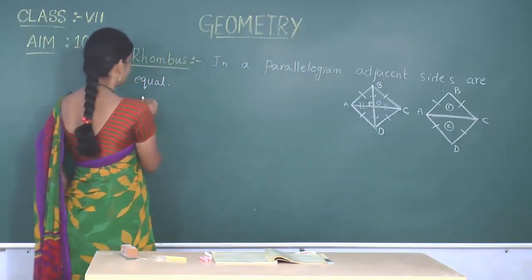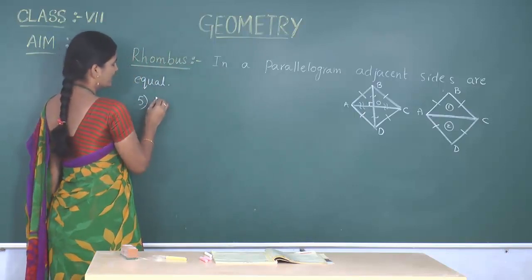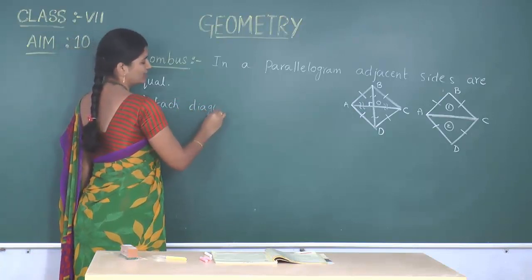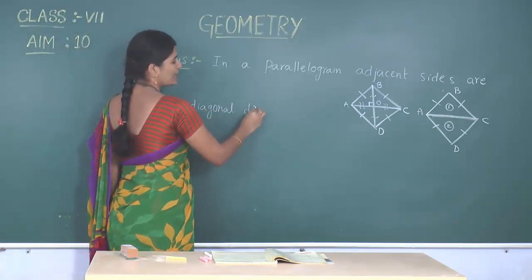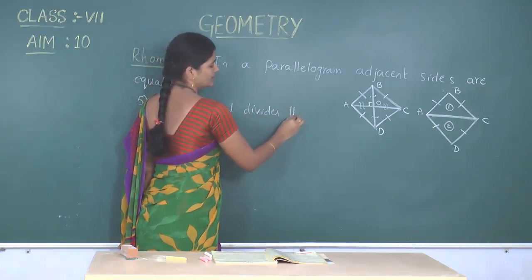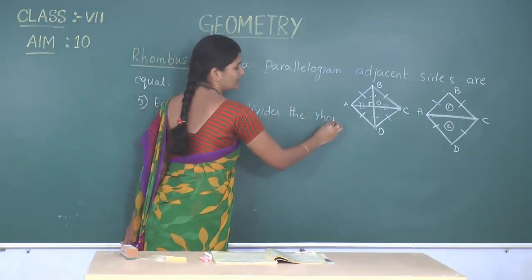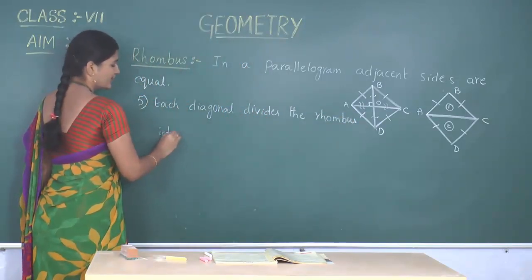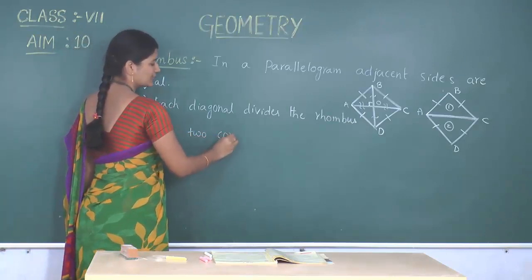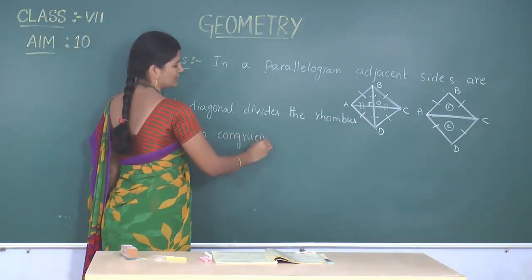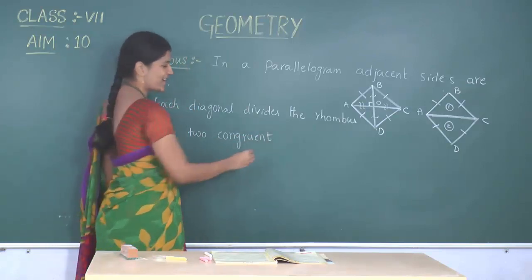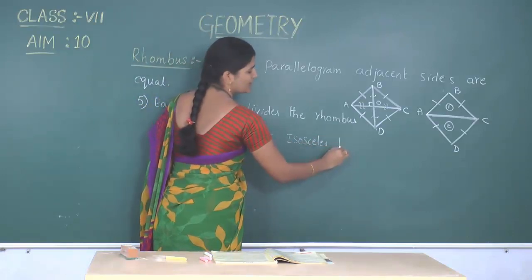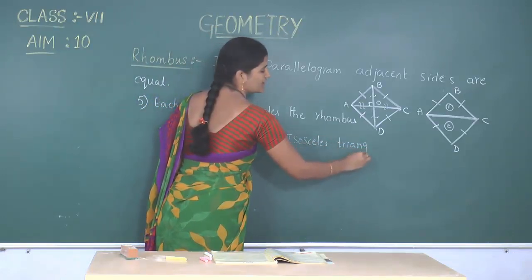And the next one, fifth property, each diagonal divides the rhombus into two congruent isosceles triangles.